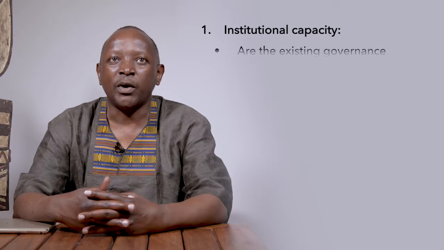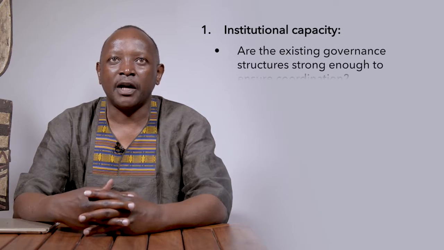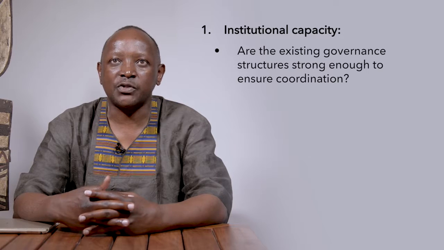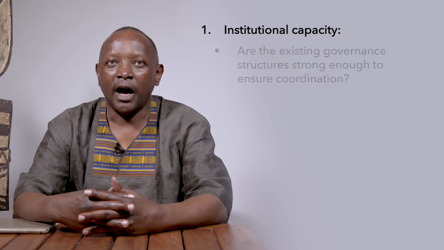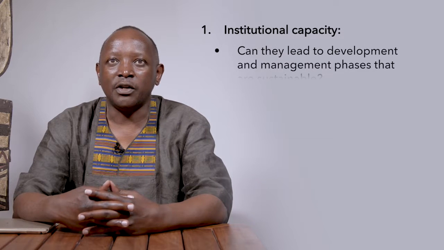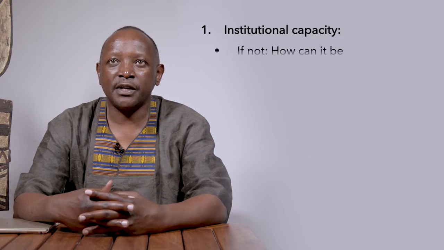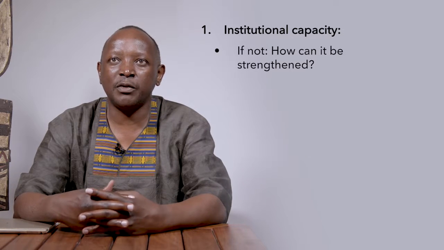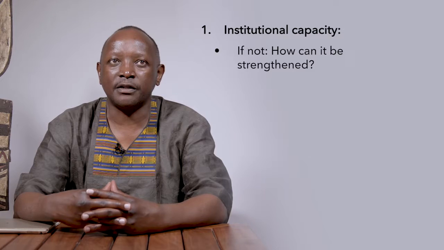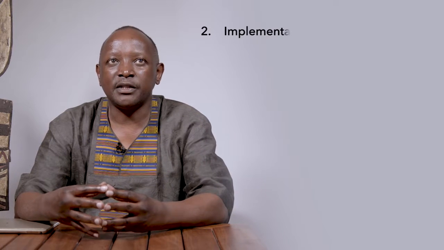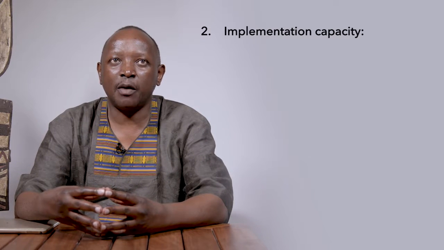Lastly, we have to ask ourselves if the existing governance structure is strong enough to ensure vertical and horizontal coordination, and whether this can lead to developments and management phases that are sustainable. If this doesn't exist, then we have to establish how it can be strengthened. The second component is the implementation capacity.